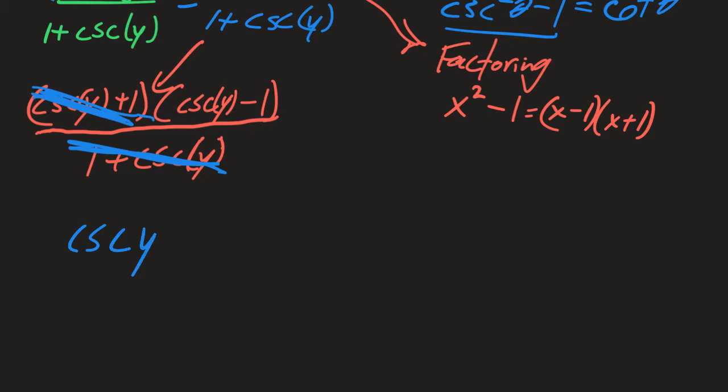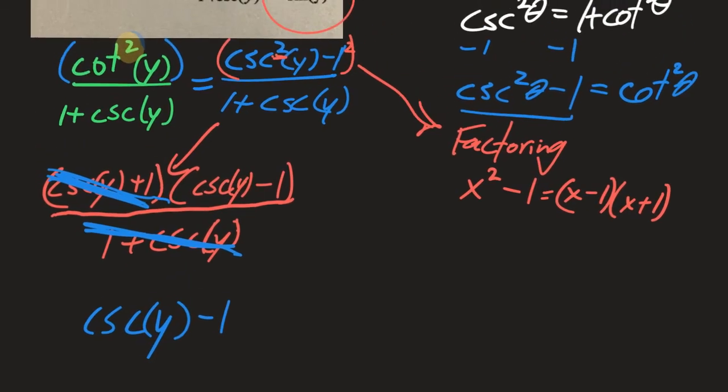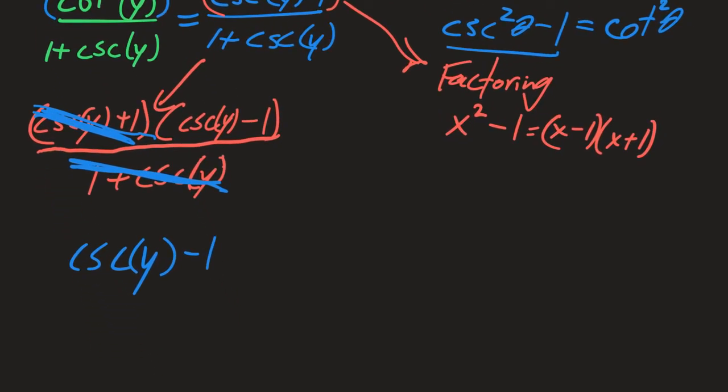Cosecant y minus 1, okay? And again, just so that we don't lose track of it, my goal is to end up with 1 minus sine y over sine y. Okay, so I need everything in terms of sine.